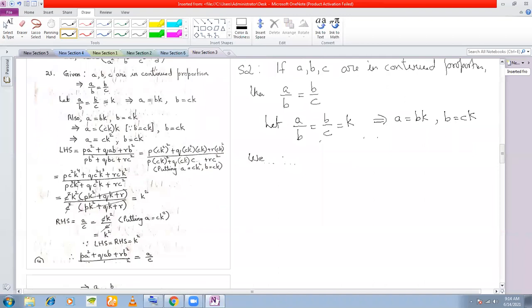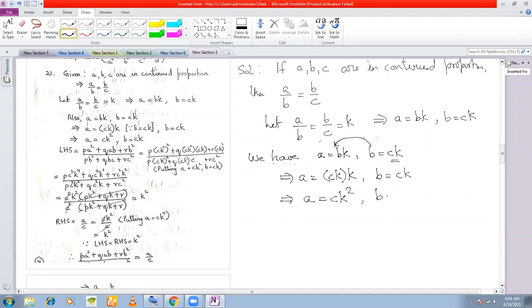But this is not the end here. Now one more step needs to be done here. We have A is equal to BK and B is equal to CK. So what you do here is, since you know that B is equal to CK, you put the value of B here. So you get, instead of B, you write CK into K. So now you are getting the final values. The final values are A is equal to CK square and B is equal to CK. Okay. Now we shall put these values in the left hand side and the right hand side.